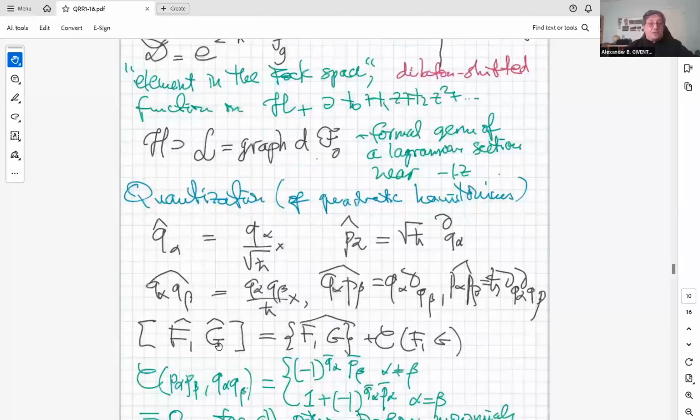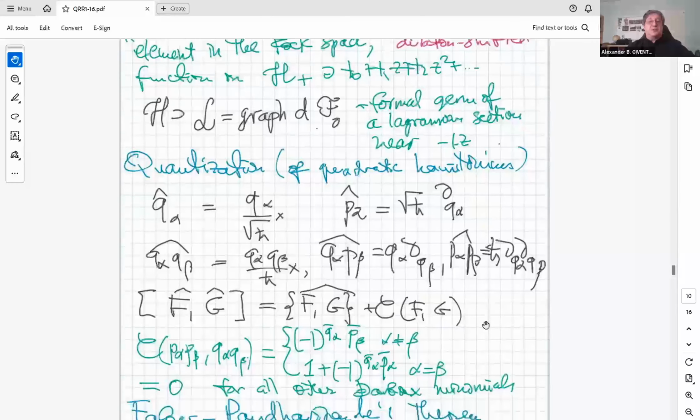Namely, if you quantize this way two quadratic Hamiltonians f and g and compute the commutator of the corresponding operators, then it is almost the same as taking the Poisson bracket of those Hamiltonians and quantizing that. But there could be some central extensions. There is some constant, some cocycle, here a scalar cocycle, which is written here.